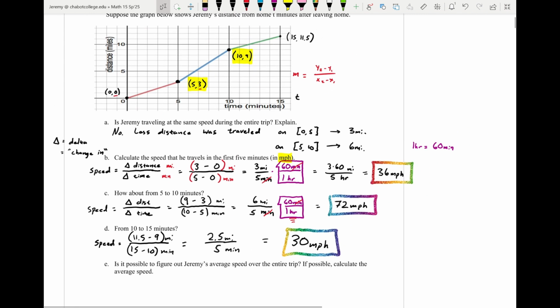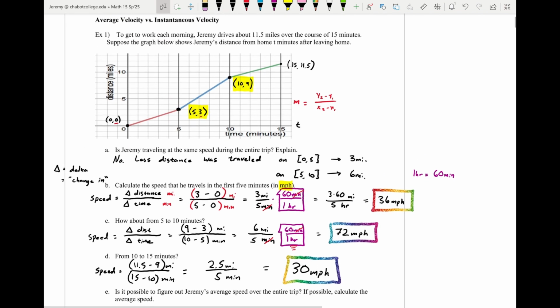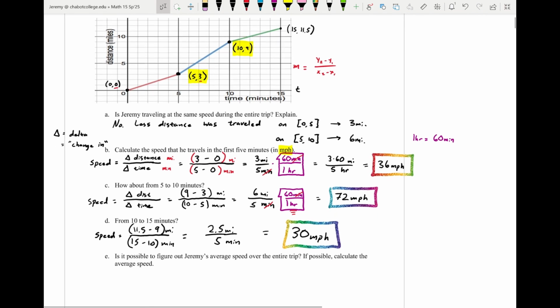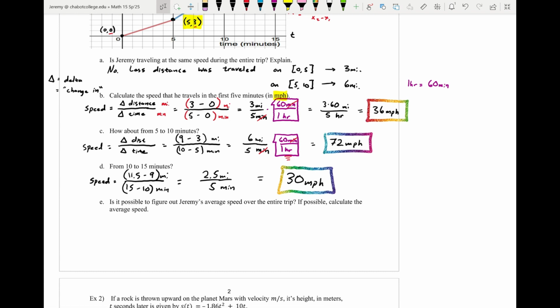Okay, so I think we have a pretty good grasp on what's happening in this example here as described by the graph. Part E, the last question, is it possible to figure out Jeremy's average speed over the entire trip? If possible, calculate the average speed.